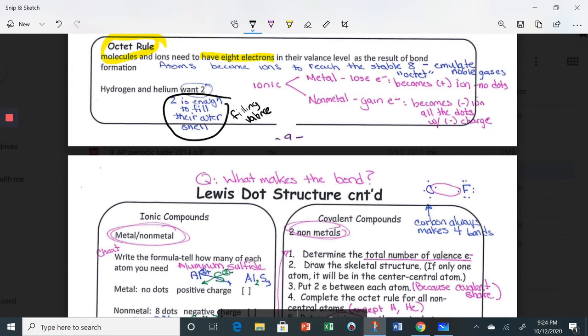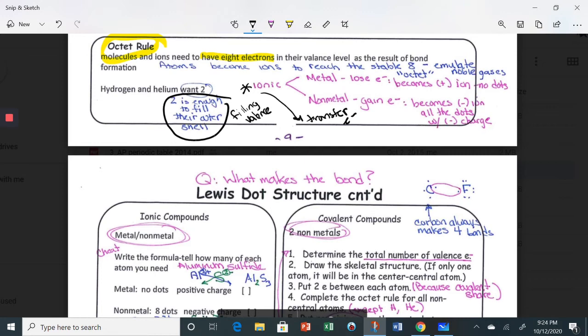You're getting a complete octet. Okay, this is key. For ionic with transfer of electrons. So remember, that is transfer of electrons. Okay, not sharing, transfer. Those are the easiest to write. So we're going to learn how to write those.